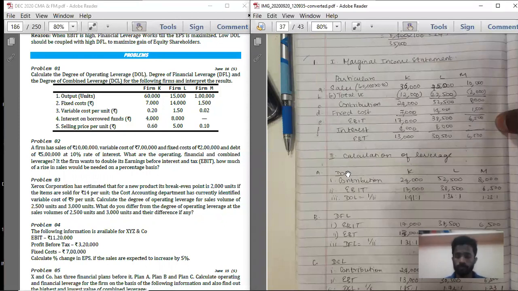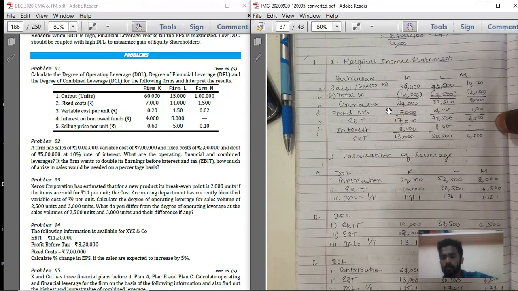Problem number 1. Statement number 1, marginal income statement. This particular table, she didn't give any calculations. So what we will do is we'll just change the format. That is the same format. We'll just change the values so that it will be easily understandable. So statement number 1, marginal income statement. Below that, a 4 columnar table.